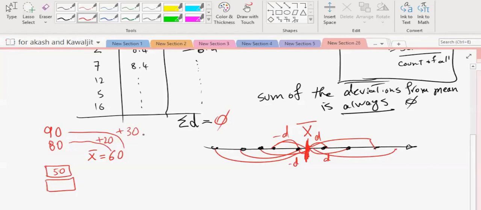And so far, I have plus 50. So in the other two classes, he must have gotten something below 60. Let's say that he has got 50 in one of them. So how much do I have here? Minus 10. So what was his mark in the other class?